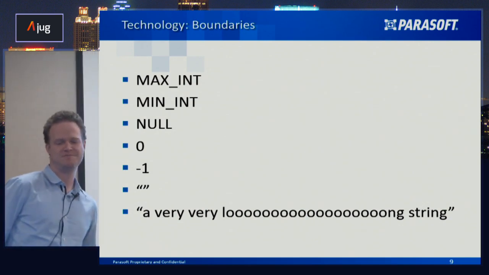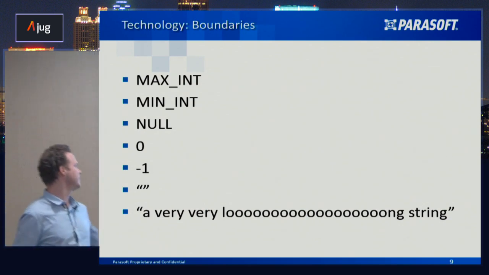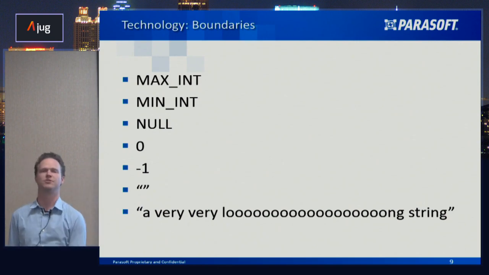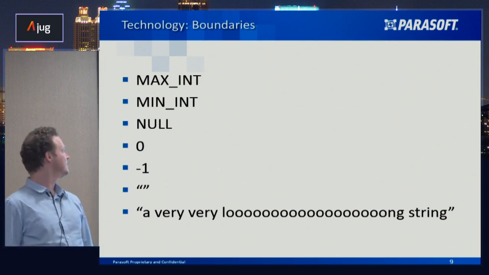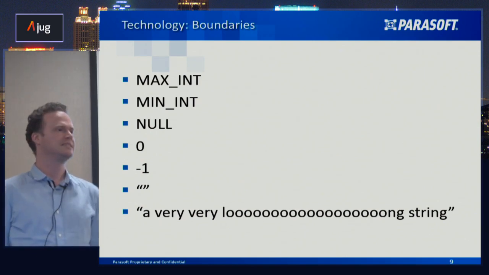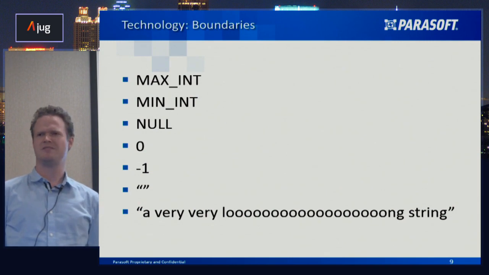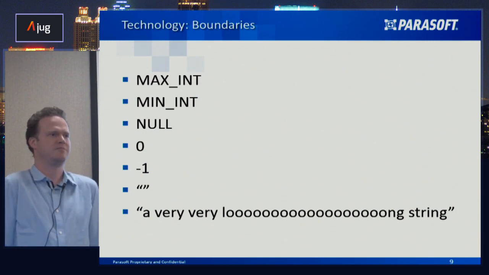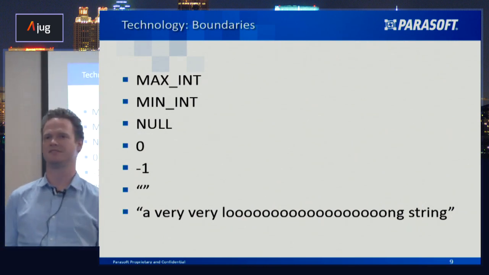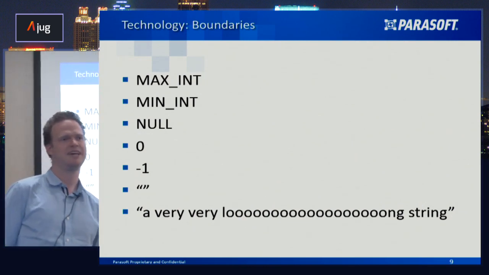All right, so the boundaries. I mentioned a few of these, like the empty string, the very long string, the null. Got to make sure you test for 0 and 1 when they're integers. Maximum and minimum integer as well. OK, well, what about something more complex, right? What about classes? What about connections to databases, right? How do we manage those?